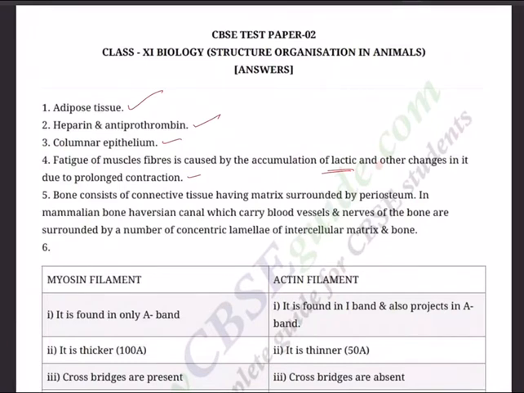Question 5. Bone consists of connective tissue having matrix surrounded by periosteum.